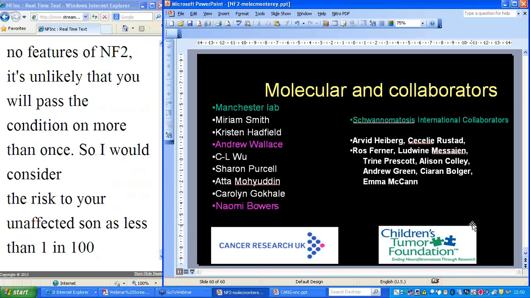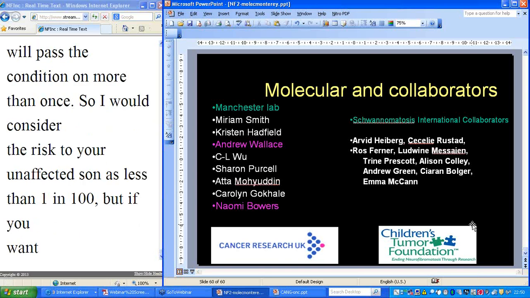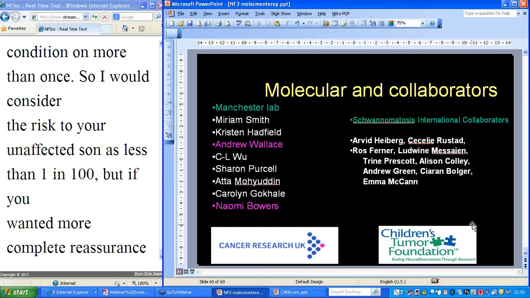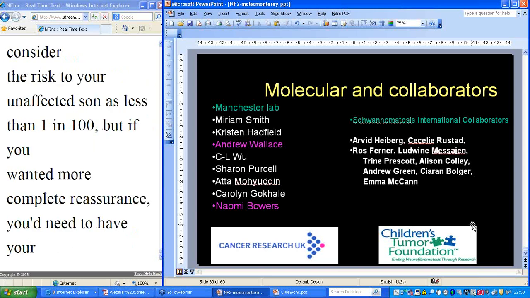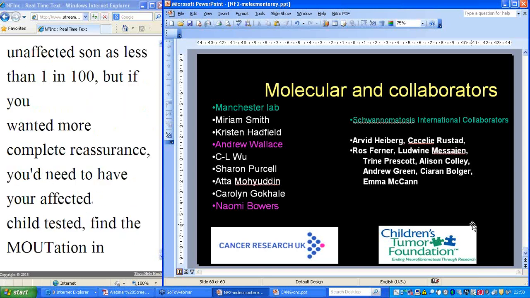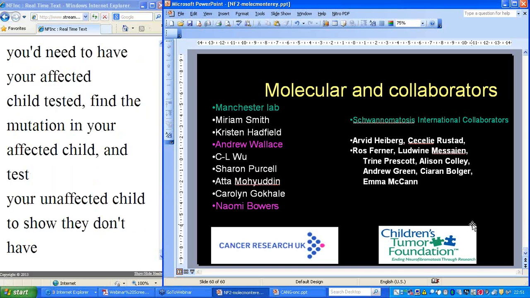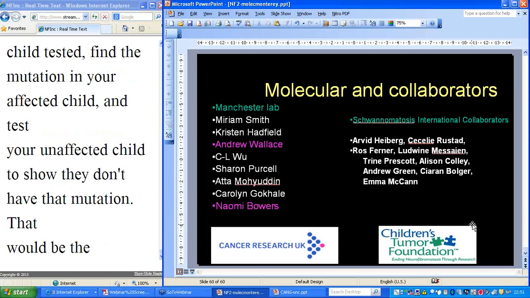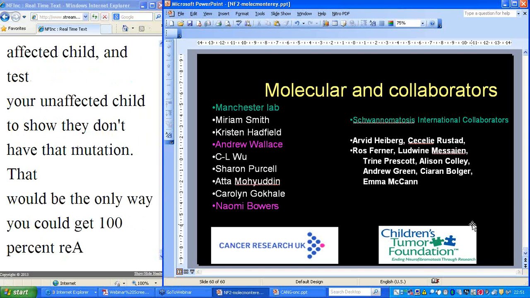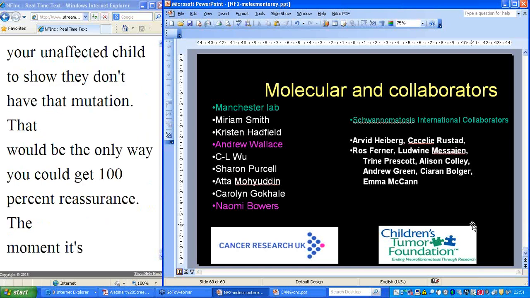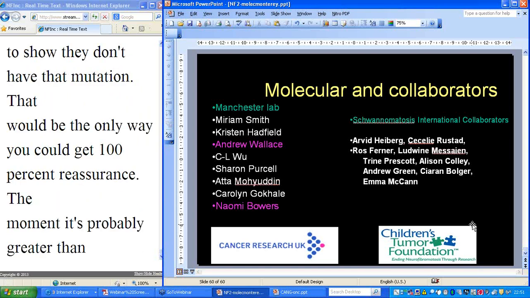But if you wanted more complete reassurance, you'd need to have your affected child tested, find the mutation in your affected child, and test your unaffected child to show they don't have that mutation. So that would be the only way you could get 100% reassurance. The moment it's probably greater than 99% that your son doesn't have NF2.